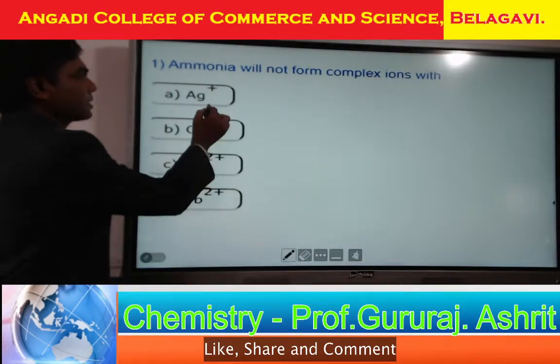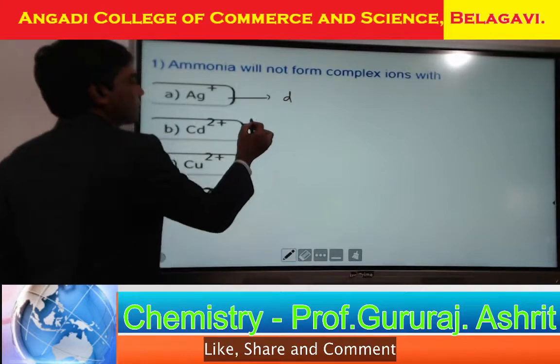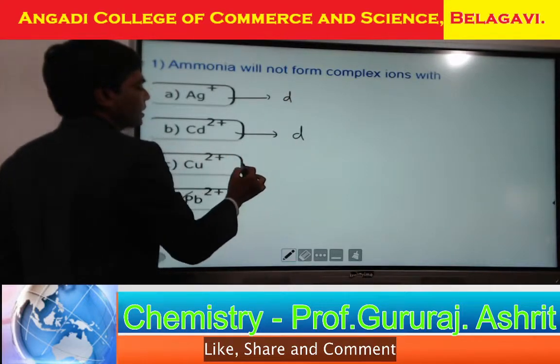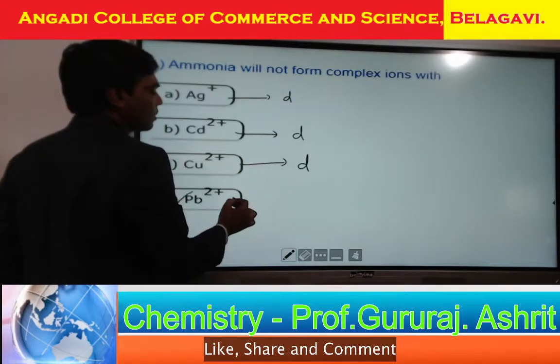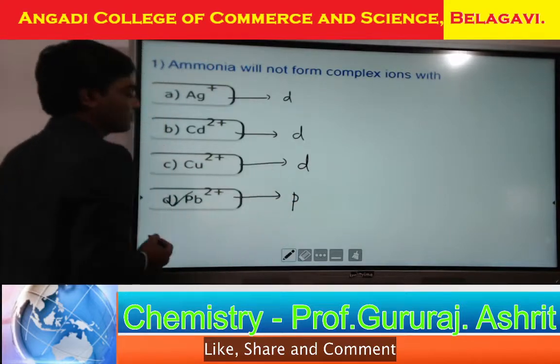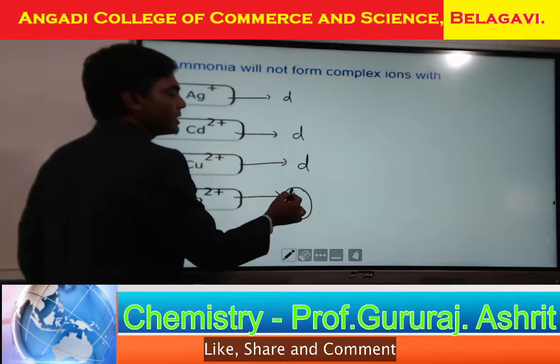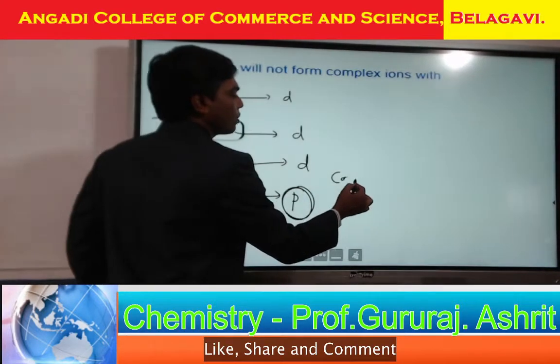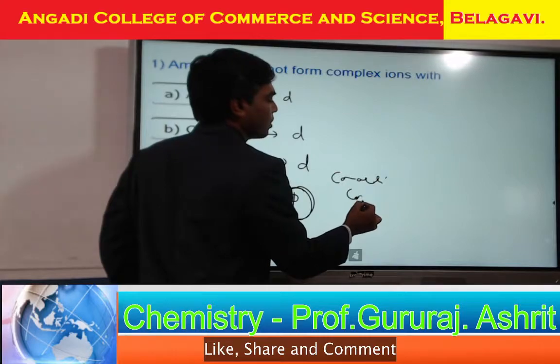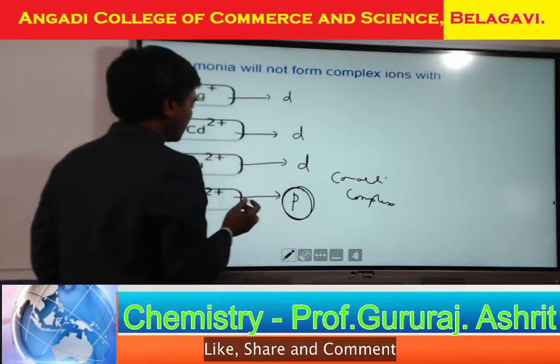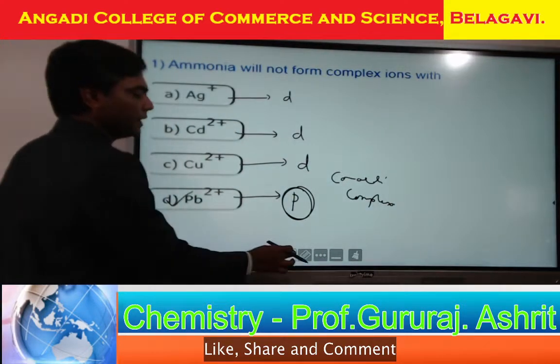Why? Ag contains d electrons, Cd contains d electrons, Cu contains d electrons, but Pb2 plus, lead, is a p block element. And the element which contains p electrons will not form the coordination compound or complex ion. Hence the answer 4 is correct, Pb2 plus.